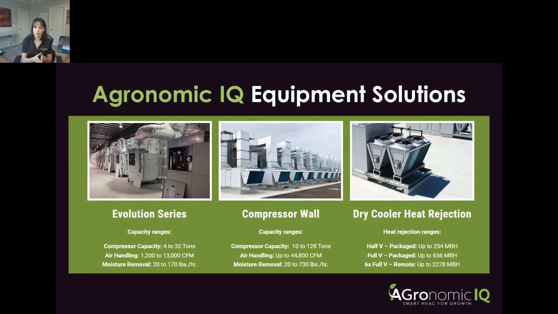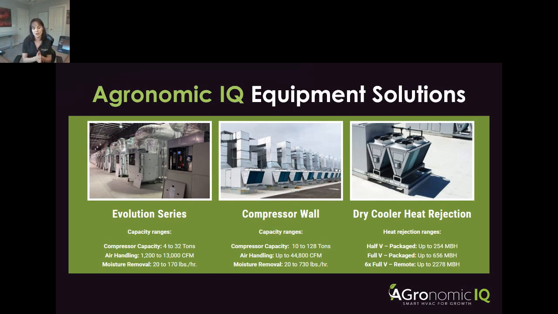Now, as I said before, Agronomics IQ, we do packaged units. So we have two different types of units that we use. Our Evolution series, which is our 4 to 32 tons, and it has a 20 to 170 pounds per hour moisture removal. Like I said, don't just go off of tonnage, go off of how much moisture removal and how much it meets your space. These units are typically smaller split system units.